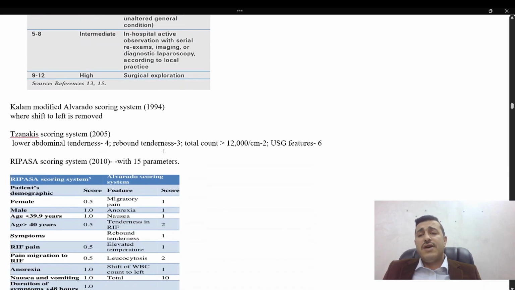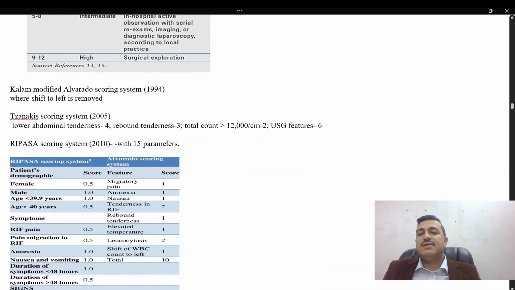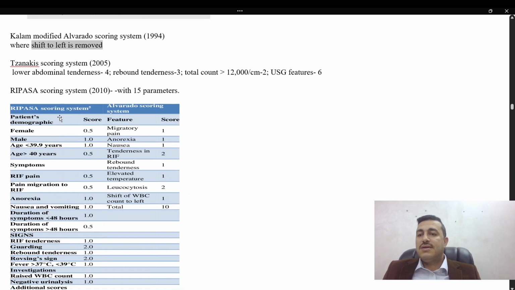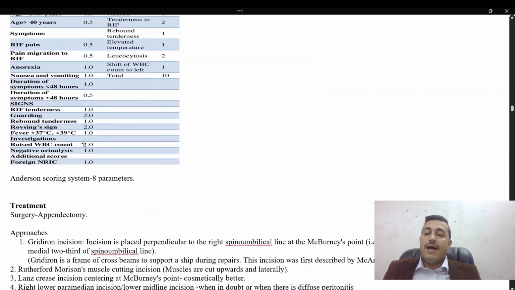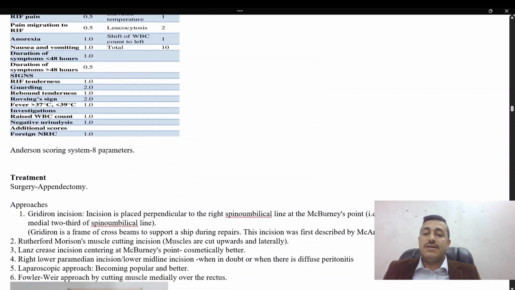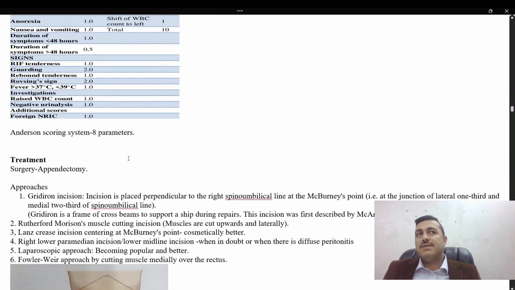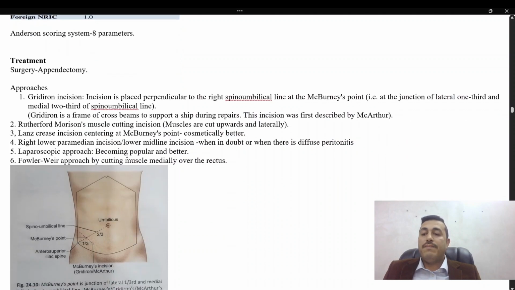diagnostic images. There are many scoring systems. We said the most important already. We said that the modified Alvarado score, actually, the shift to the left is removed from it. Many other scoring systems, such as the RIPASA scoring system with 15 parameters and the Anderson scoring system with 8 parameters. It's not mandatory actually to know all of them.